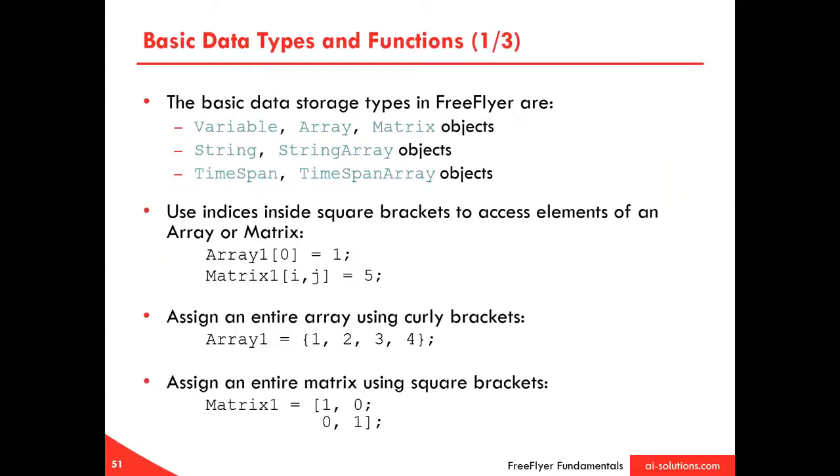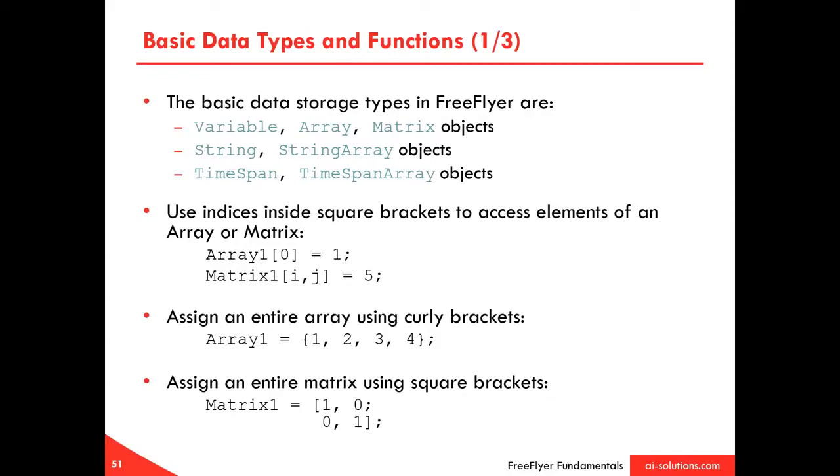In our hands-on example, you've already created an instance of a spacecraft object, which is probably the most complex object that exists in FreeFlyer. But now we want to take a second to go back and talk about the most simple objects in FreeFlyer for storing basic data. The variable, array, and matrix objects in FreeFlyer are used to store numeric values. The string and string array objects are used to store text values, and the timespan and timespan array objects are used to store time values.